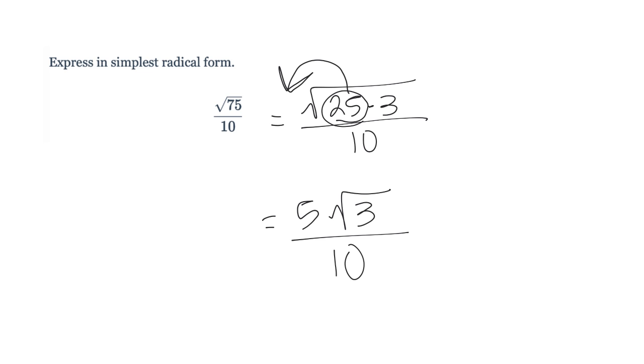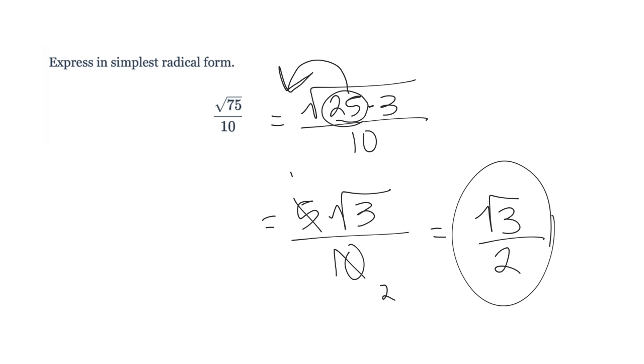Now the 5 and the 10, we can simplify this a little bit. So we can divide these by 5. 5 divided by 5 is 1. 10 divided by 5 is 2. And so for my final answer, we will get square root of 3 over 2. So that's going to be the final simplified radical for the square root of 75 over 10.